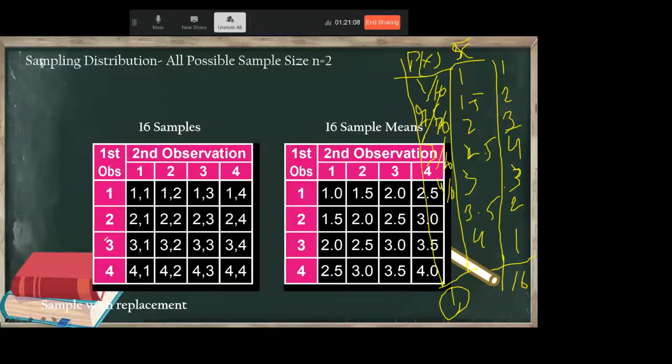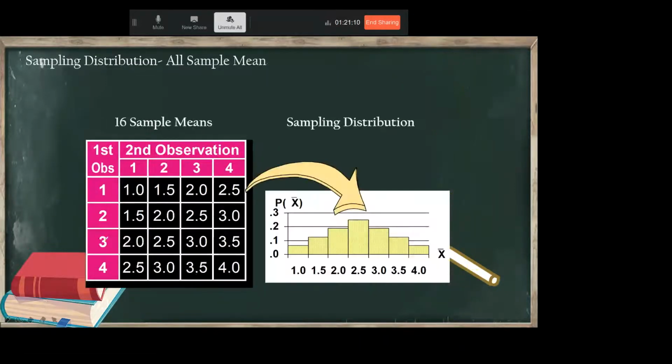So once I made this, you can make a histogram. All right, so that's the histogram. What is the probability of 1? It is 1 by 16. Right, so from this sampling distribution, what does it look like? It looks like a symmetrical shape, right? Remember, this is the X bar shape.